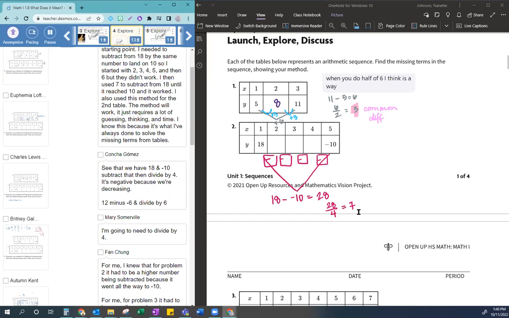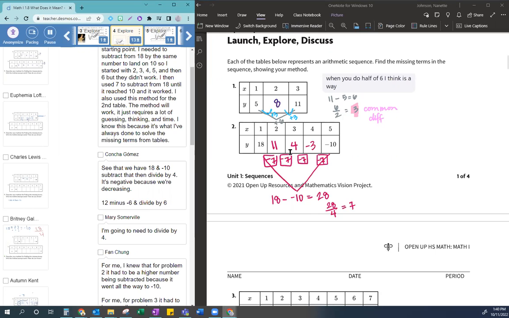Well, yeah, let's try it. So 18 minus 7 is 11. 11 minus 7 is 4. 4 minus 7 is negative 3. And negative 3 minus 7 is negative 10. I did it. Is everybody okay with this?